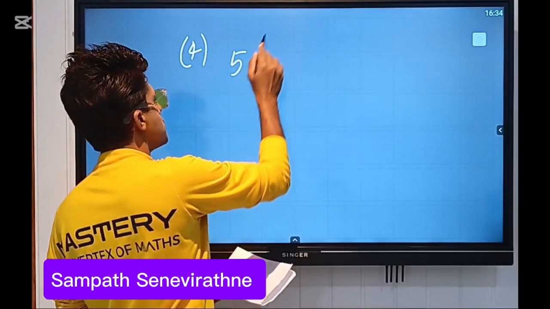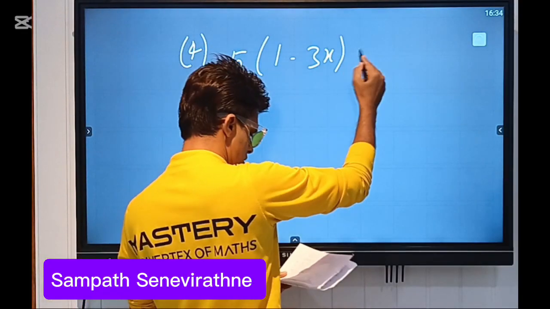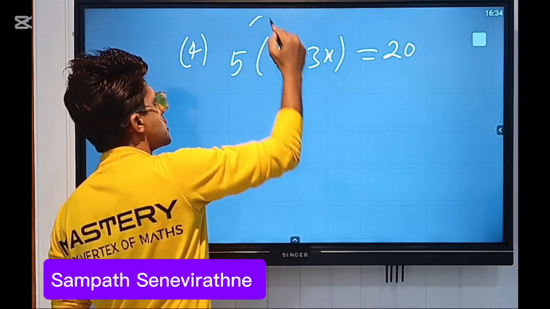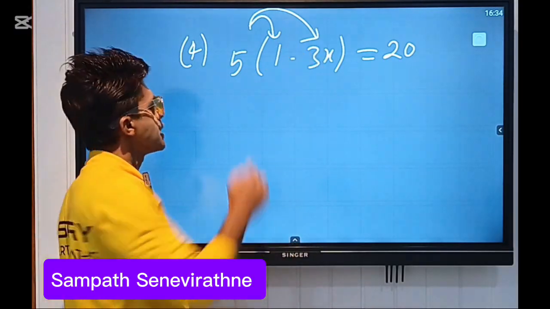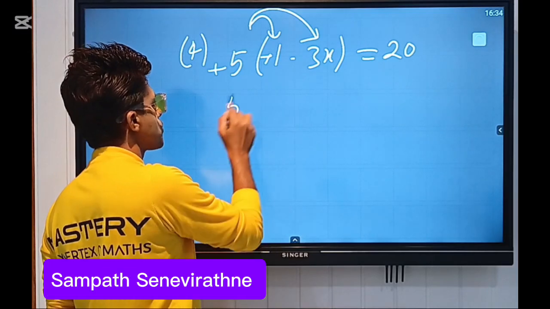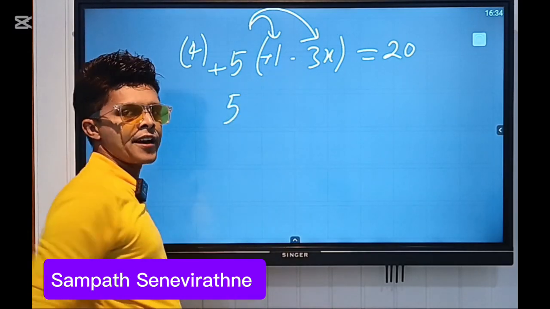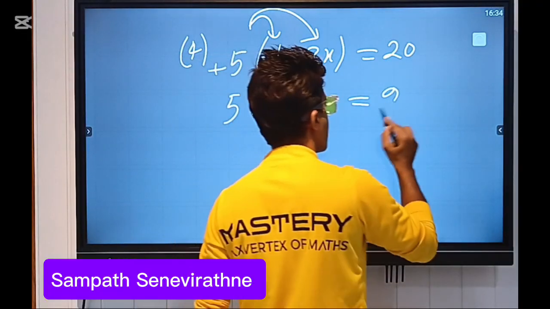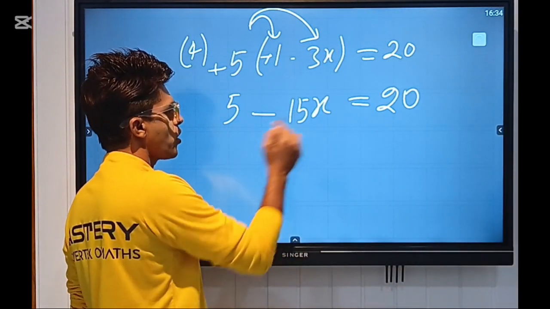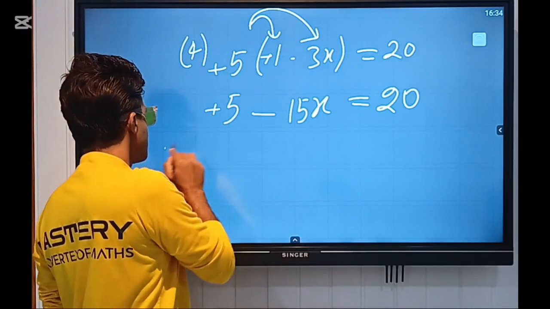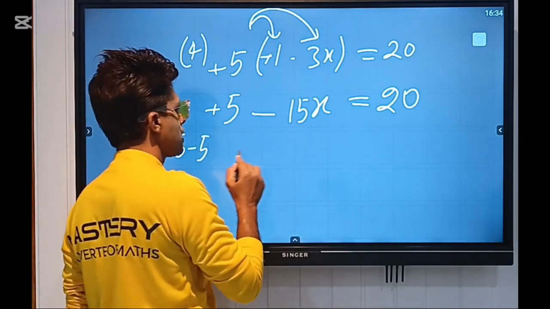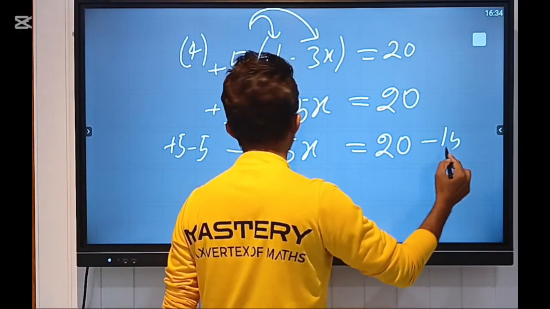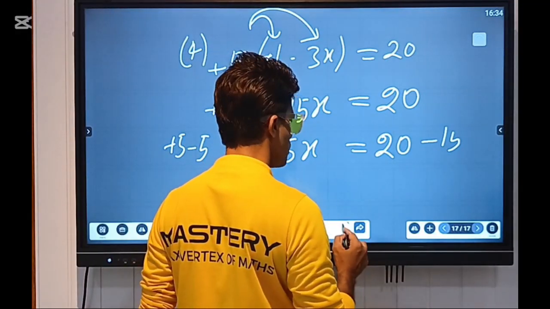So here 5 times (1 minus 3x) equals 20. Right now, you could remove the brackets. Here plus into plus, 5 into 1, 5. Here plus, here minus, plus times minus, 5 times 3 is 15. So 5 minus 15x equals 20. Don't forget here minus 15x, here plus 5. Then if it is plus 5, you could subtract 5 from both sides. On this side as well, you could subtract 5.